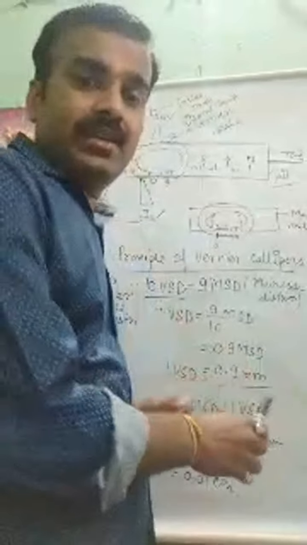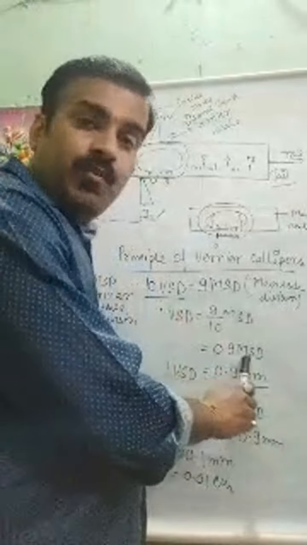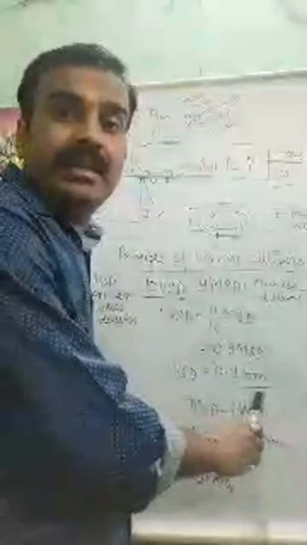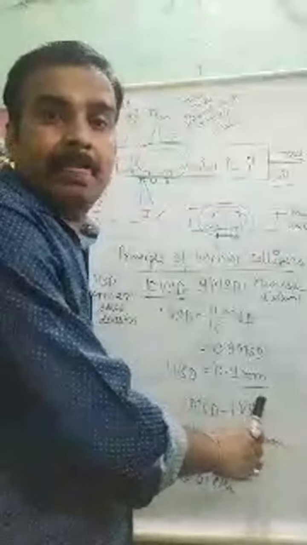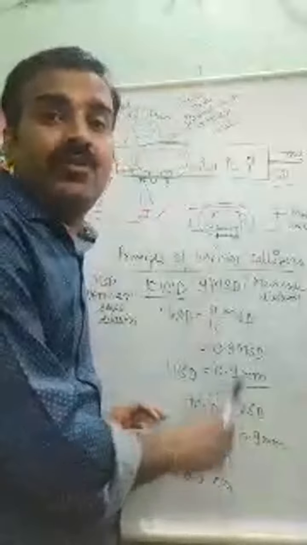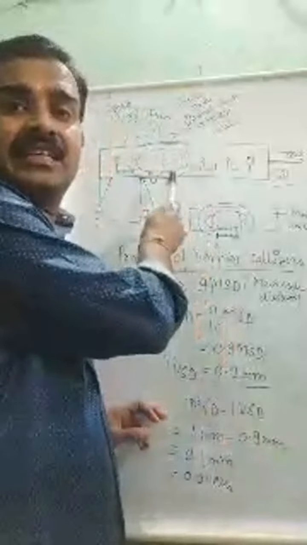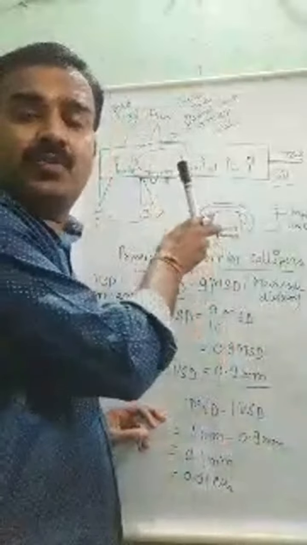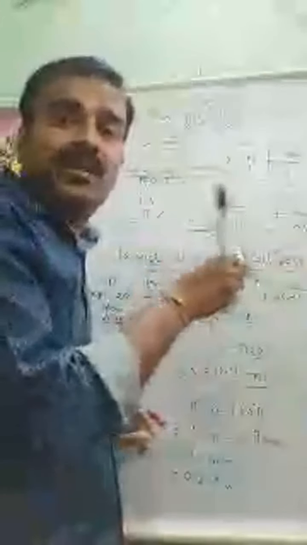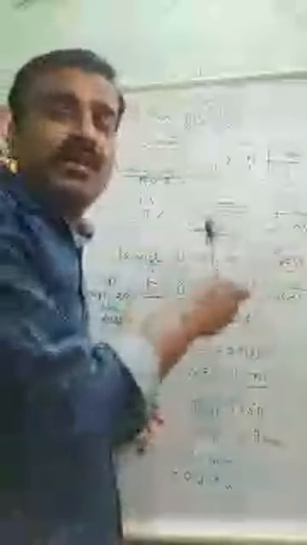So if you write 0.9 MSD, we can write 0.9 millimeter. Now, to find the difference, because I have already explained this, once we join both the jaws, then 10 Vernier scale divisions are equal to 9 main scale divisions.